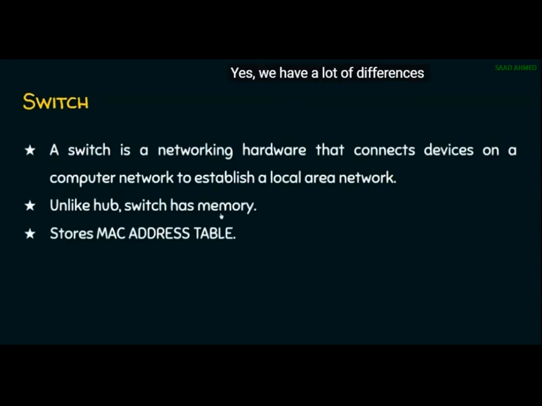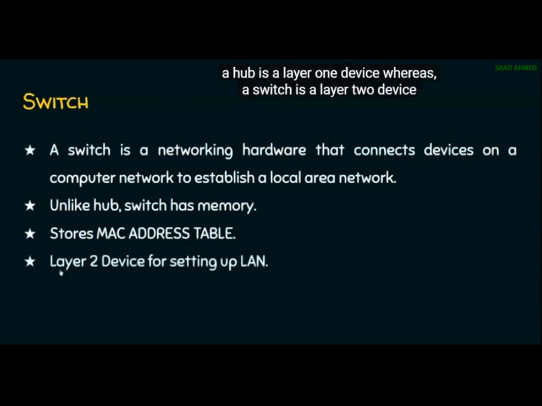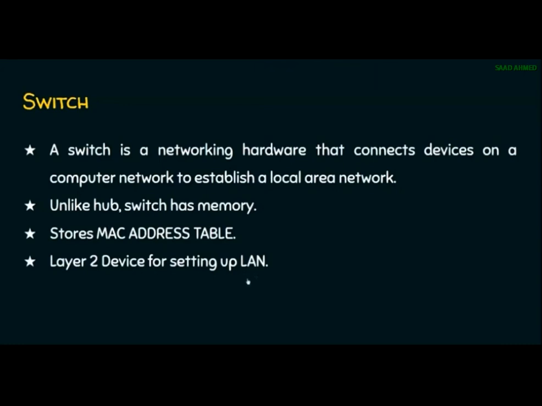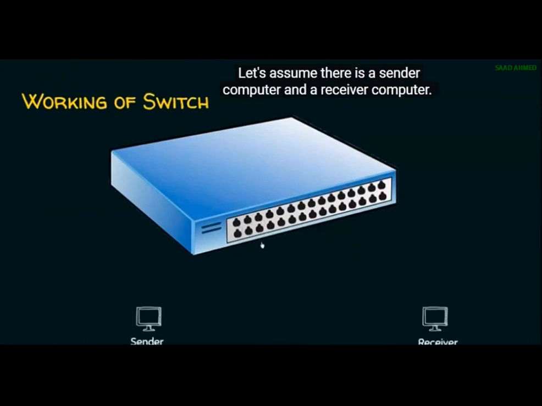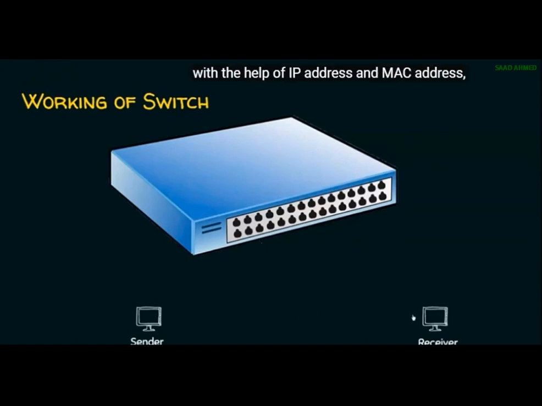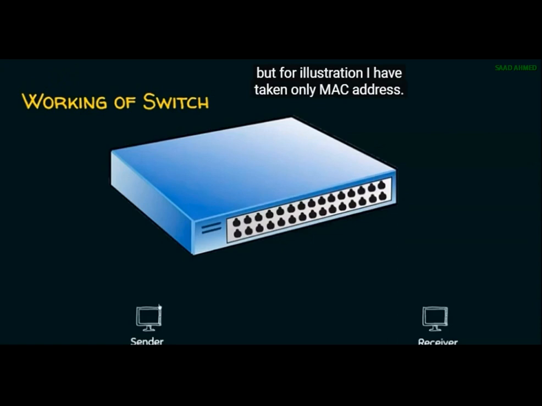And is there any other difference between the hub and the switch? The very important difference is a hub is a layer 1 device while the switch is a layer 2 device for setting up the LAN. Layer 1 devices work on the physical layer. So here is the visualization of a basic switch, which has many ports. Let's assume there is a sender computer and a receiver computer. Sender and receiver. So we are going to connect them by a suitable cable.